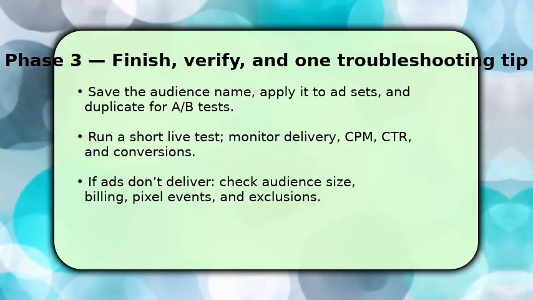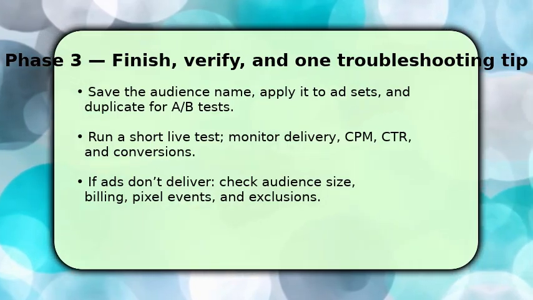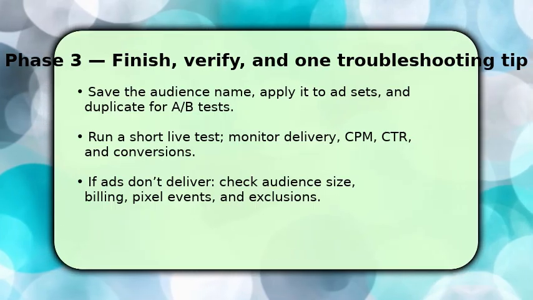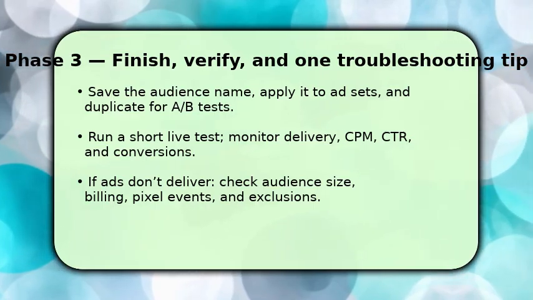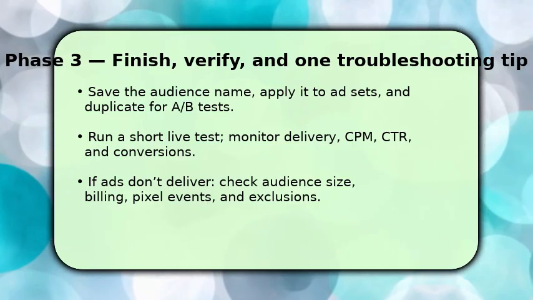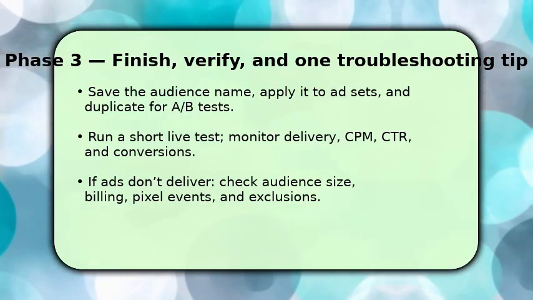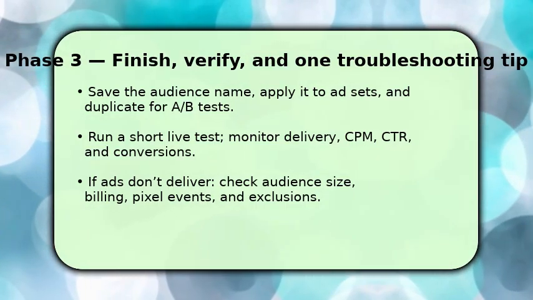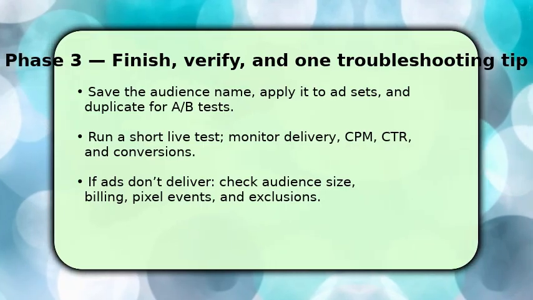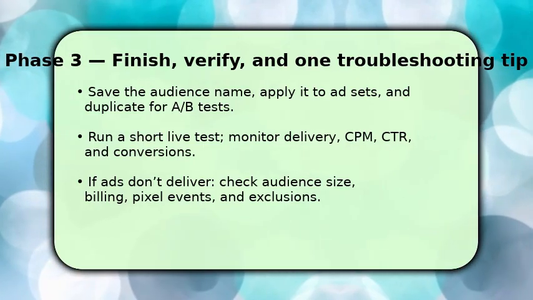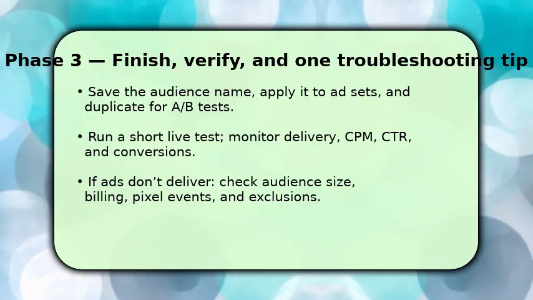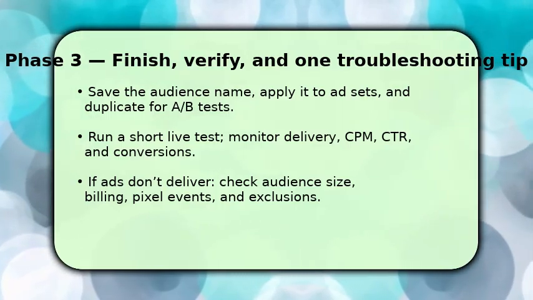Launch a short test run and monitor delivery metrics, CPM, CTR, and conversion rates to confirm the audience behaves as expected. If ads don't deliver, troubleshoot by checking audience size, too small, billing status, pixel event activity, and accidental exclusions. Make incremental changes and retest. This iterative approach prevents wasted spend and improves targeting precision.